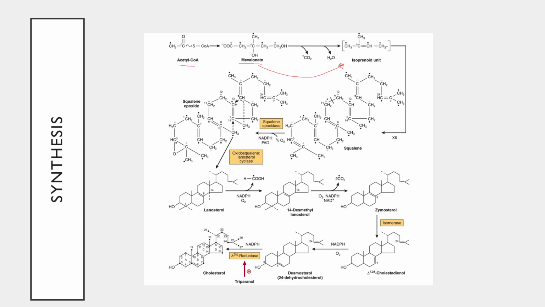isoprenoid units. These 5-carbon chains are joined in a head-to-tail fashion to generate squalene, which is 30 carbons and undergoes a cyclization reaction after epoxidation. Our cyclized product, lanosterol, undergoes several reactions to generate our final product, cholesterol. Again, we're going to focus on our first step here in this transition.